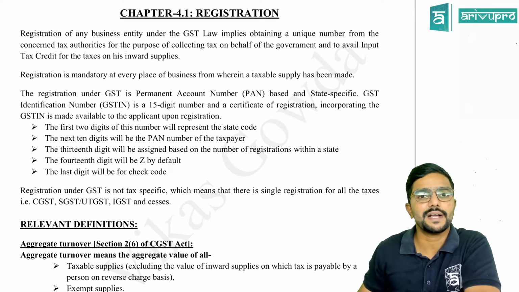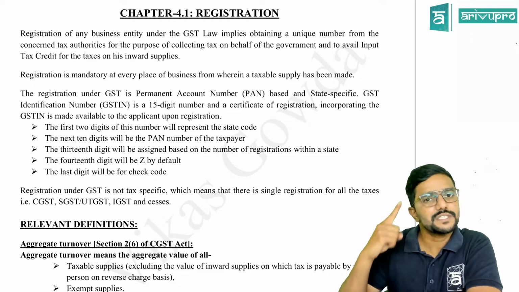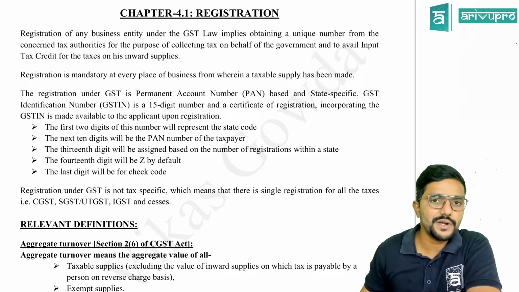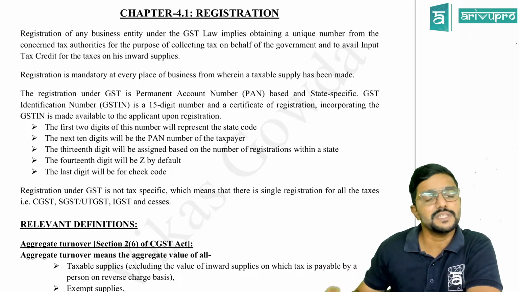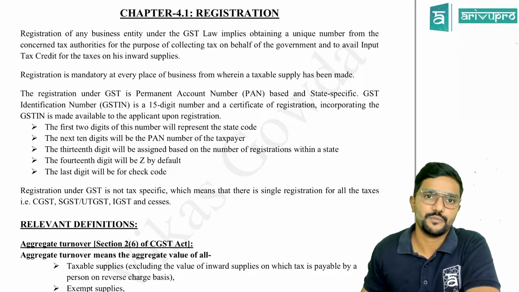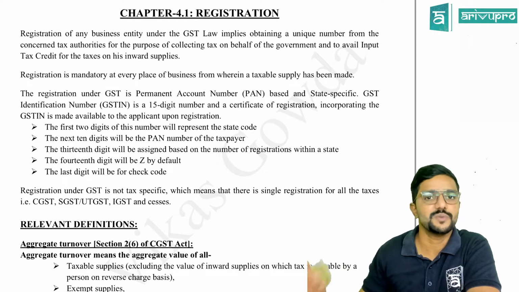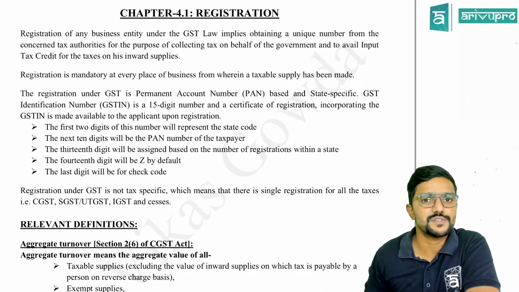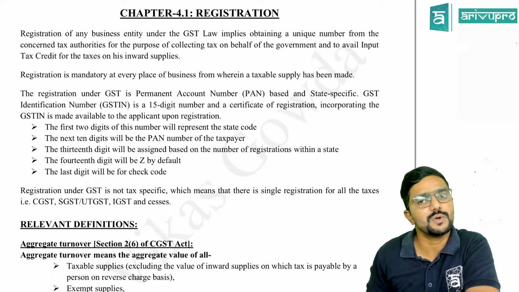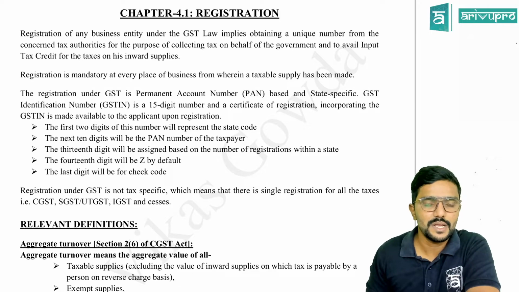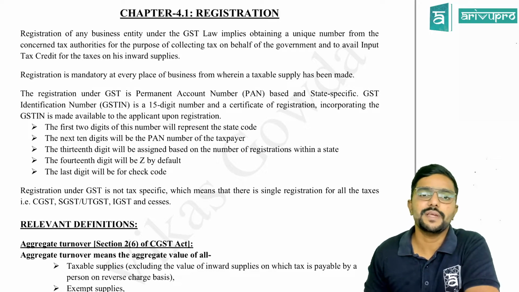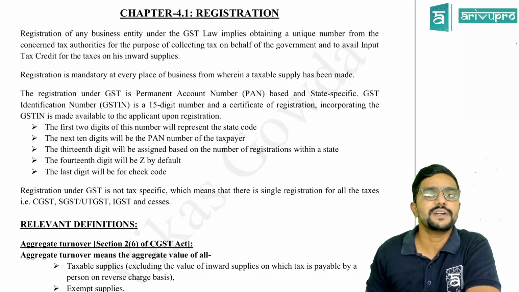Now within Karnataka, I have 2-3 branches or 5 branches. How many registrations should I get? One registration is mandatory. If you want, you can also get multiple registrations within the state, but it is optional for you. We call it a business vertical. Assume in Karnataka itself, I am having 3-4 businesses or 3-4 branches. In that case, is it enough if I get one registration? Yes, more than enough. But if you want, you will be allotted different registrations also.